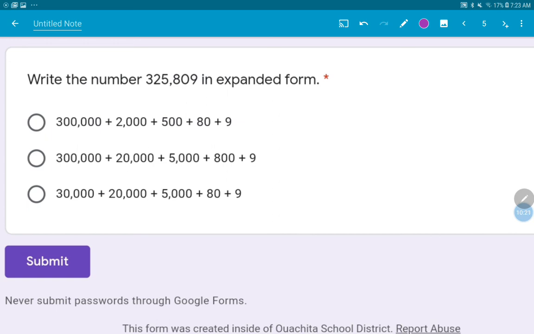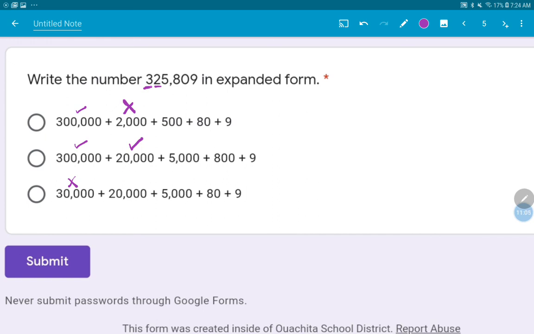And the last problem, I'm going to take 325,809 and write it in expanded form. So the value of the first digit 3 is 300,000. So if I'm looking at these, 300,000, 300,000, my third choice has 30,000, so I know that one's not going to be right. Next, I have a 2 in the 10,000s place value, so that's a value of 20,000. If I look at my first option, that's 2,000. I know that's not correct. I have 20,000 in my second option. So far, the second option is correct.